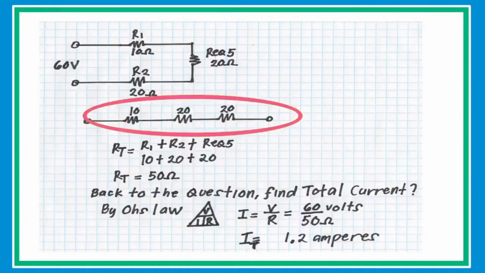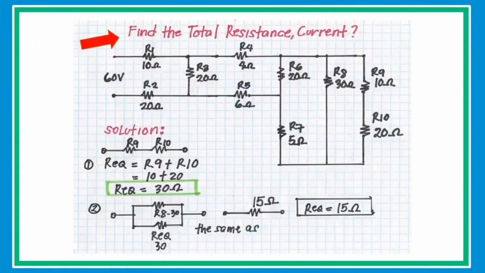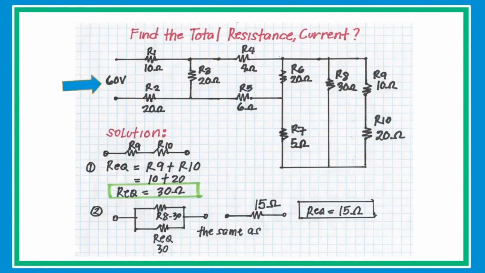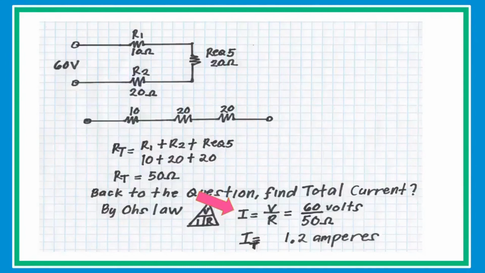In the final circuit, the 3 resistors R1, R2, and R equivalent 5 are now simplified in a series circuit. Given that they are now in series, simply add the 3 resistors to get the value of 50 ohms. Back to the previous equation, find the total resistance and current. Given that our voltage is 60 volts, by using Ohm's law formula, I equals V over R, our voltage is 60 volts and total resistance is 50 ohms. The total current is 1.2 amperes.